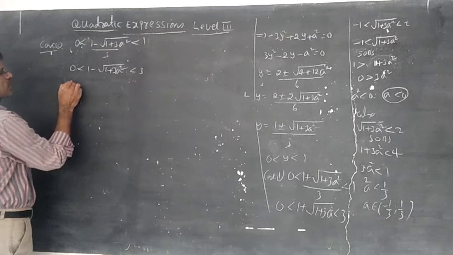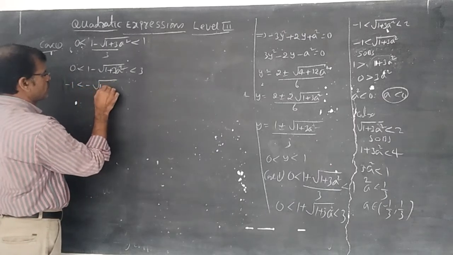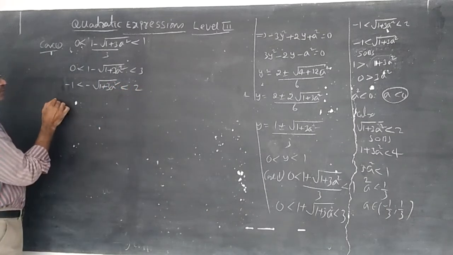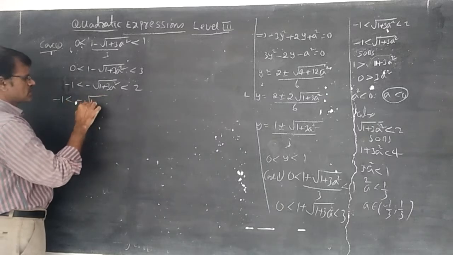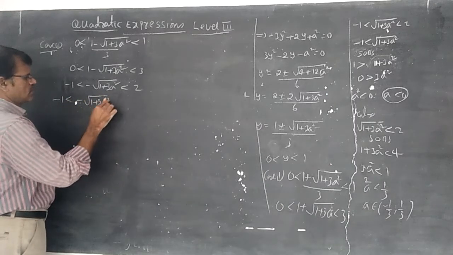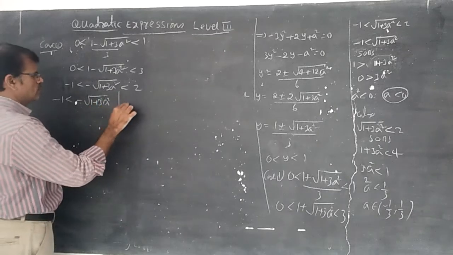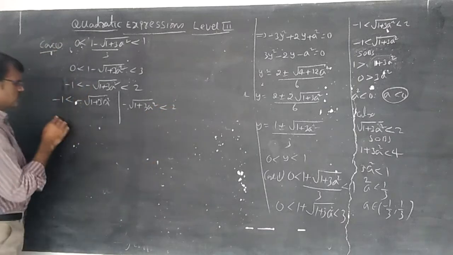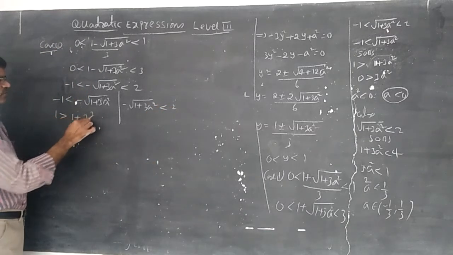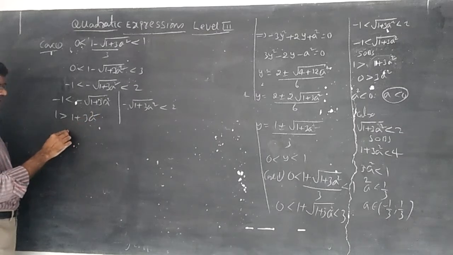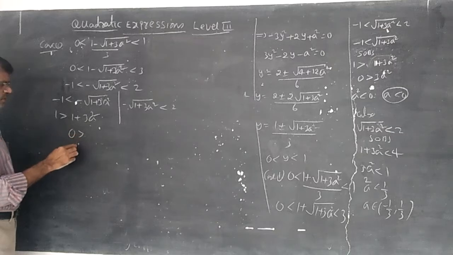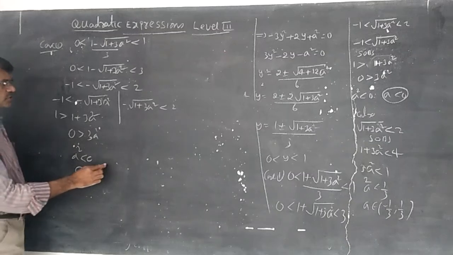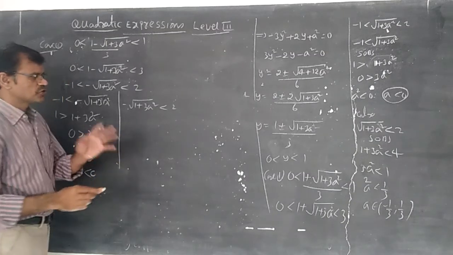Now subtract 1, it becomes minus 1 less than minus root of 1 plus 3a square less than 2. Now case 1: minus 1 less than minus root of 1 plus 3a square, and minus root of 1 plus 3a square less than 2. By squaring both sides, it becomes 1 greater than 1 plus 3a square. So 1 got cancelled, and we get 0 greater than 3a square. So a square less than 0, a less than 0 is wrong. So 0 should not be.